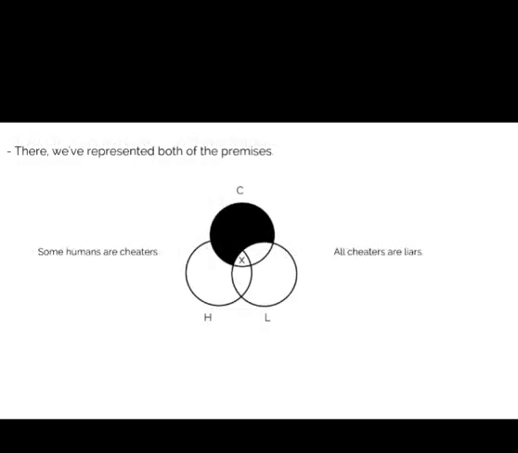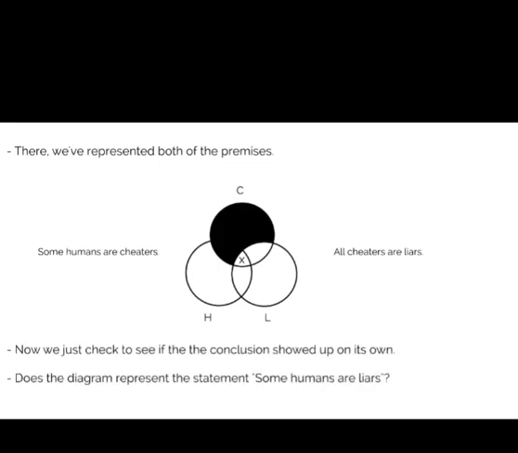So now we've represented both of the premises, right? Then we just have to check if the conclusion is there. Remember, the conclusion was some humans are liars. What does that look like just on its own? Well, it means you have a human circle and a liar circle, and you're going to put at least some. That means at least one, right? Rather, some means at least one, with a little X. So you would expect to find an X somewhere in the human circle and also in the liar circle. Did we find that?